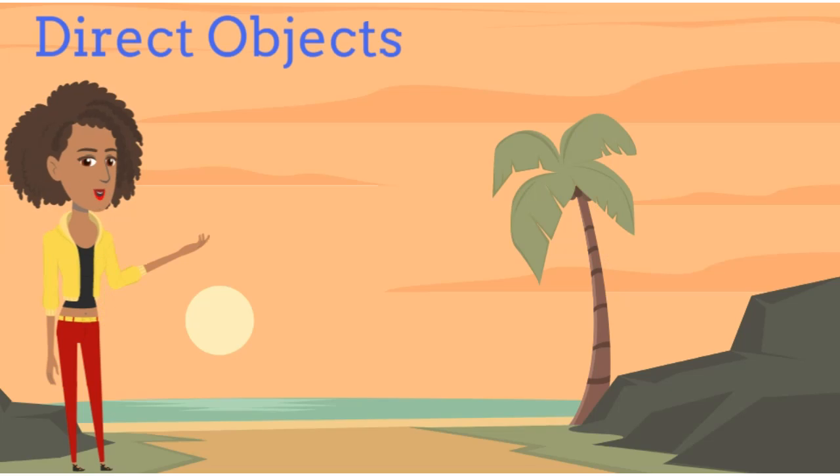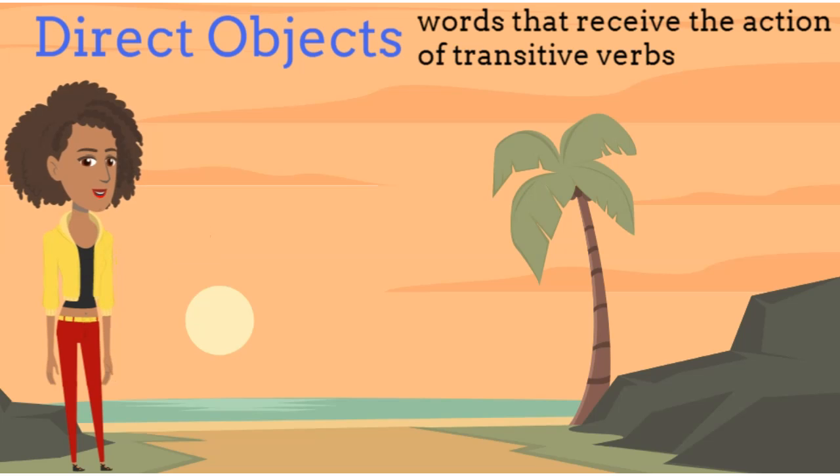How about we move on to the next function of nouns, which is direct objects. Oh yes, and you may have noticed a few changes in the background as well. So what are direct objects? Direct objects are words that receive the action of transitive verbs. If you're not familiar with what a transitive verb is, no worries, it's really simple.